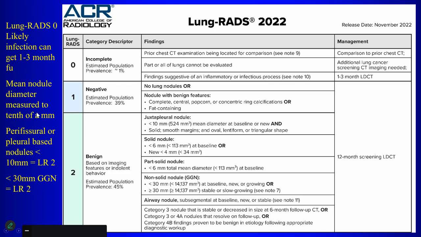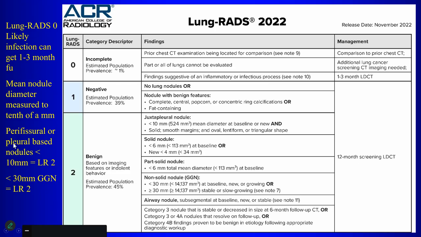The mean nodule diameter should be measured to 1/10 of a millimeter, right? So not 4 millimeters, 4.2. So that's why, remember, 6 millimeters is the threshold for changing management. So I wind up squeezing the calipers a little bit and getting it down to 5.8, okay? But you can do that, right? You're allowed to do that. Remember, 5.6 rounds off to 6 millimeters, and that's going to change the management. But if you just leave it at 5.6, it's not.